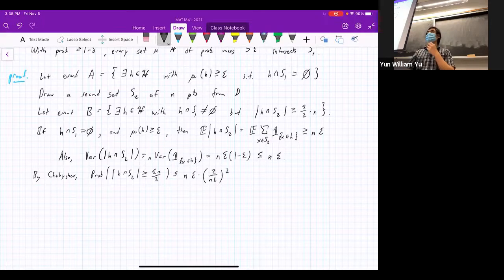So for variance, why is it equal to n epsilon? Because it's n times the variance of each Bernoulli random variable, right? Oh yeah, but I mean the probability mass is greater than or equal to epsilon. Oh yeah. Yes. So let's see.